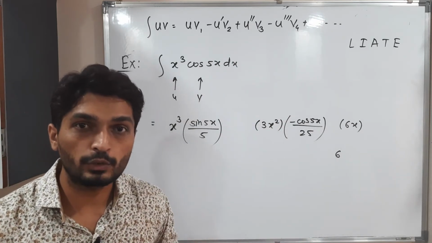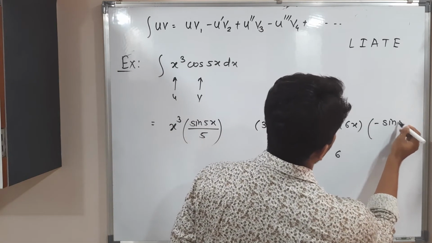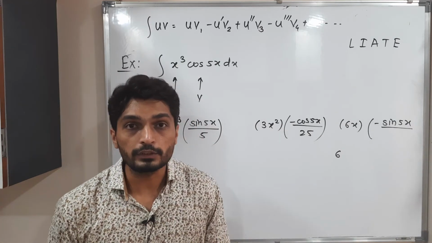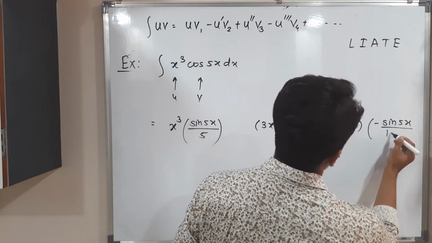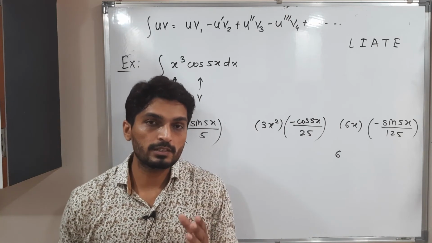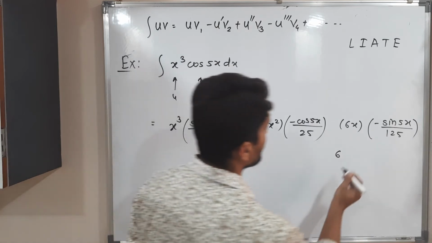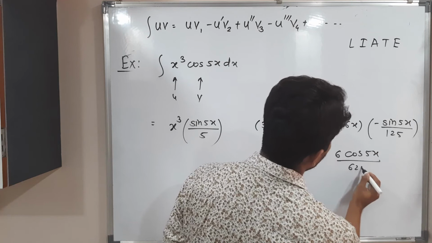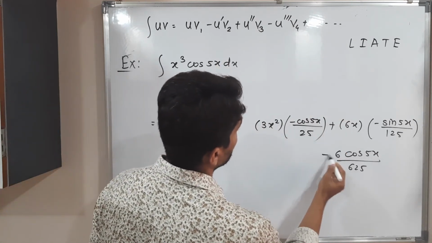Next, v3, it's one more integration. The integration of sin is minus cos, so I should write minus cos 5x. One more 5 will come in the denominator, but already 25 is there. 5 into 25, I suppose to write 125. Then one more integration: the integration of cos is sin, but it has a minus sign, so minus sin 5x. One more 5 will be there, so it will be 625. And it has alternating minus and plus signs.